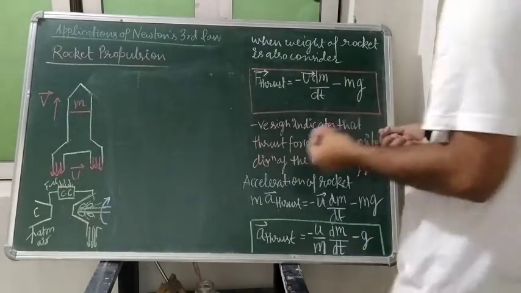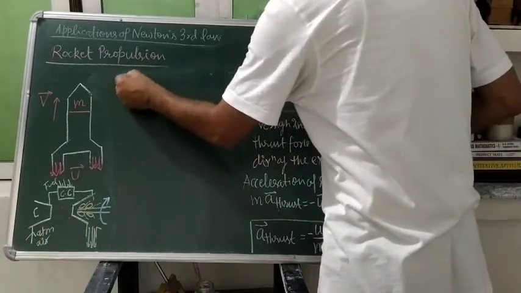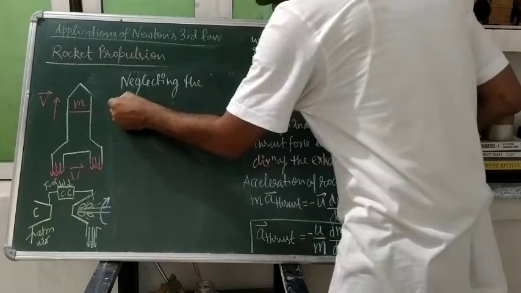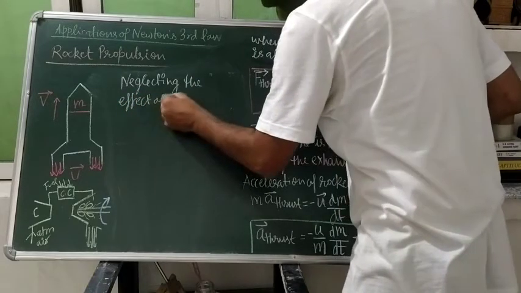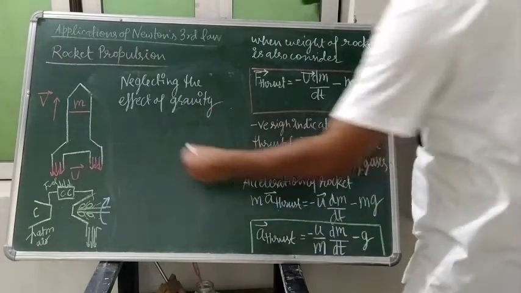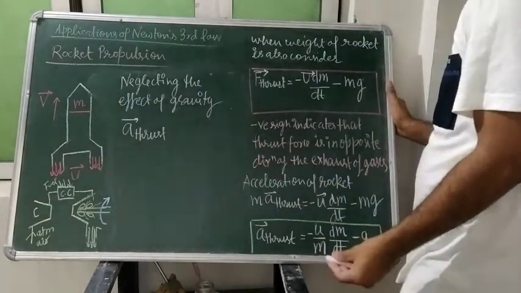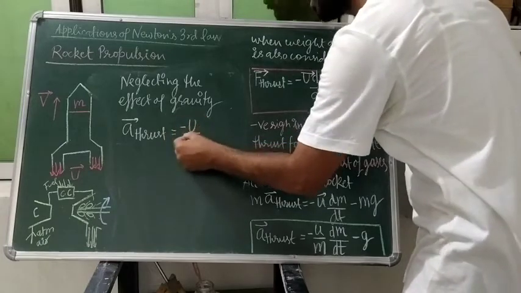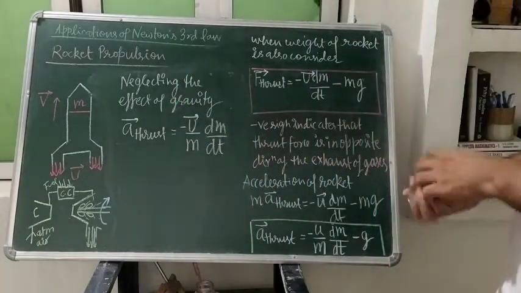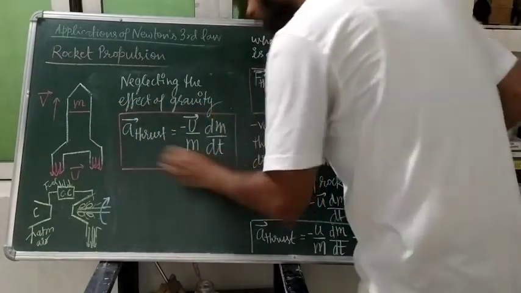Neglecting the effect of gravity, the effect of gravity we are neglecting. So when the effect of gravity is neglected, our acceleration of thrust will become minus u by m times del m upon del t, and u, small u, you will say as a vector. So this will become this. Okay, student?